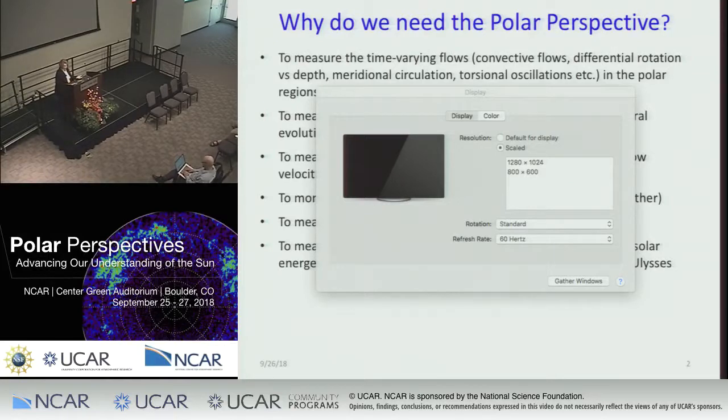Okay, so we want to measure the time-varying flows in the polar regions, of course, the convective flows, differential rotation, et cetera, and look at these flows with depth.